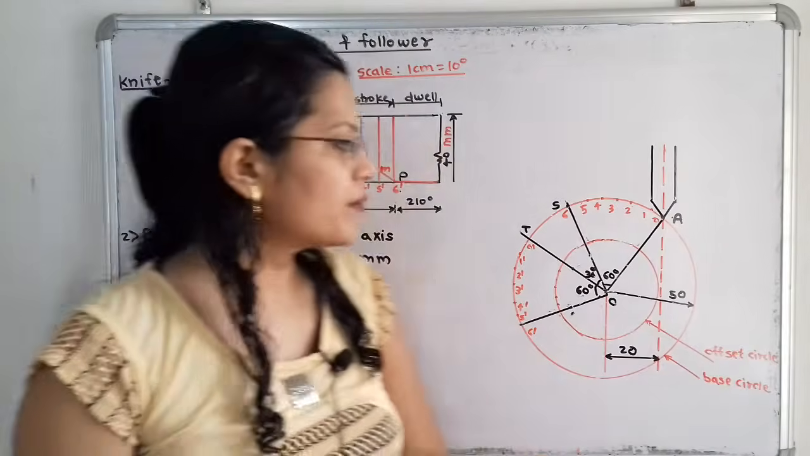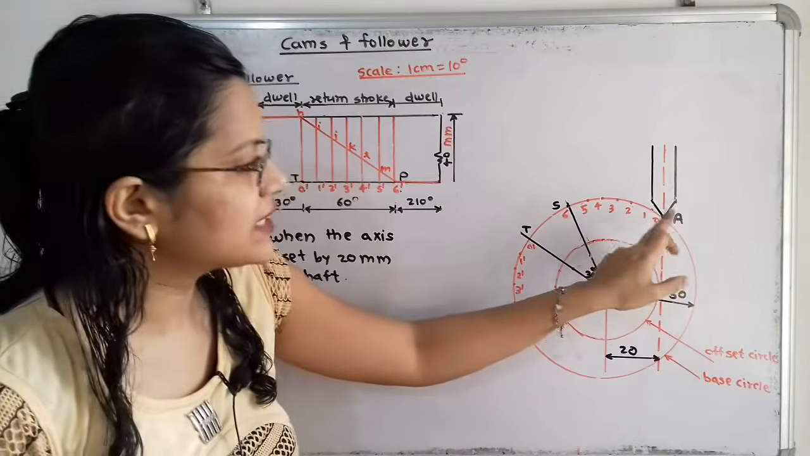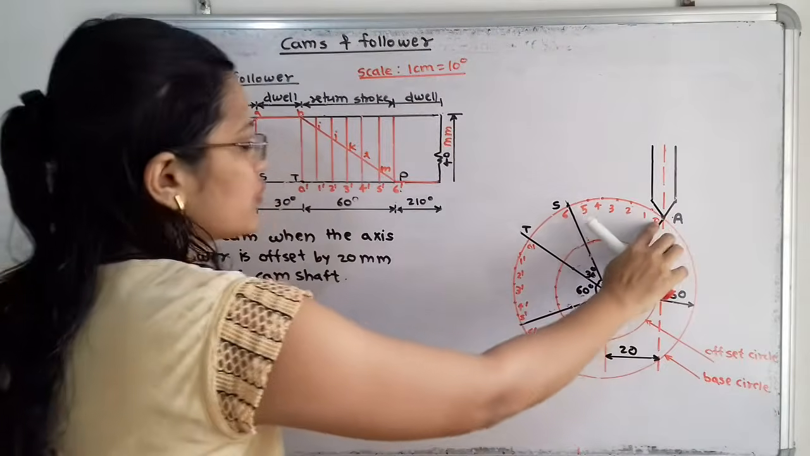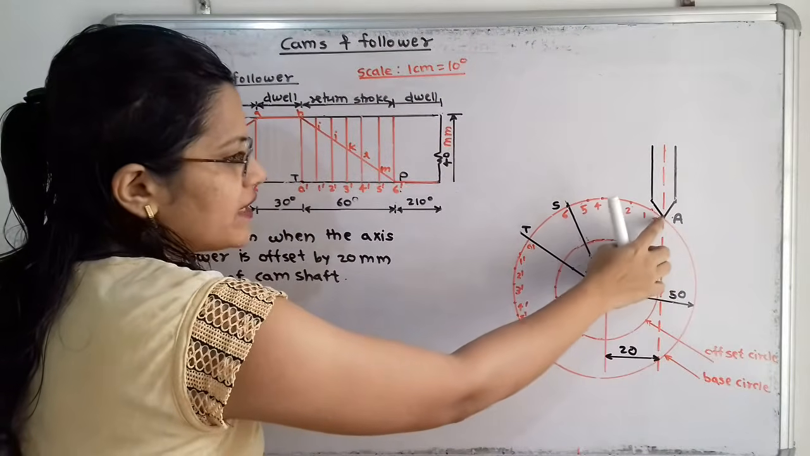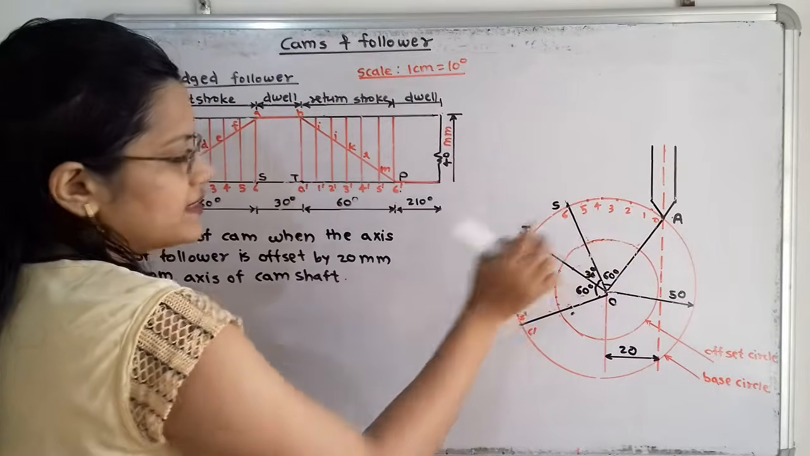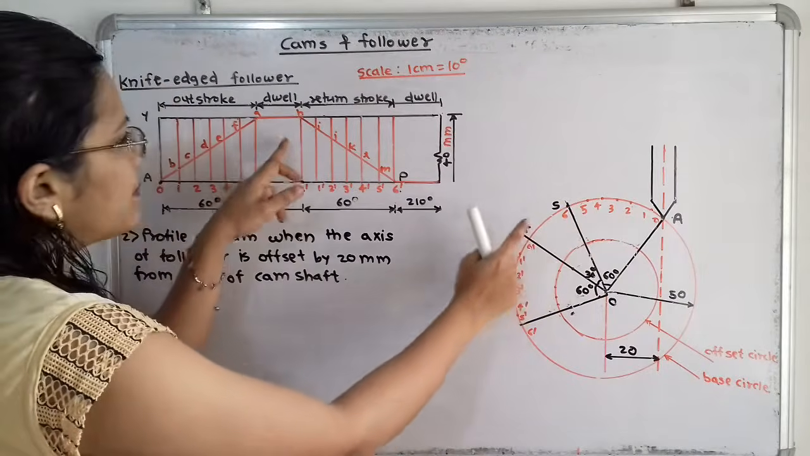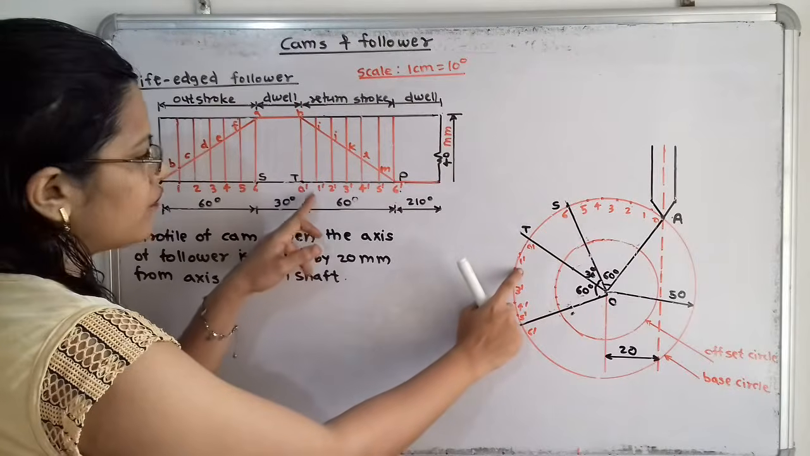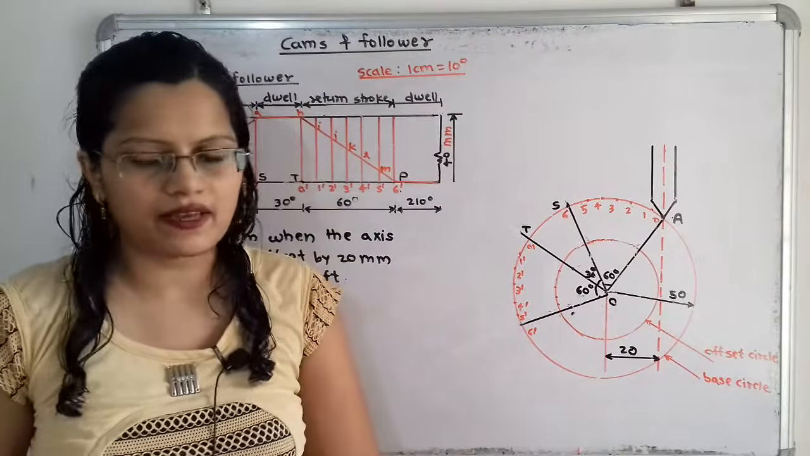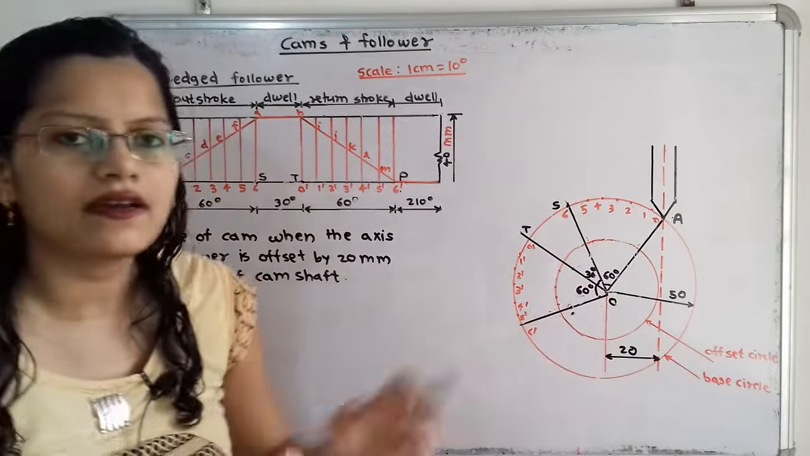We have to give the numbers on the base circle for these equal parts. First, the initial position of A is at the 0 line, so at this point A we give the number 0. Then for every 10 degree apart, the points are selected: 1, 2, 3, 4, 5, 6 and so on. Then after the 30 degree dwell period, again we give 0 dash, 1 dash, 2 dash. We have to follow the same sequence as in the displacement diagram. This circle is the offset circle, for 20 millimeter radius.